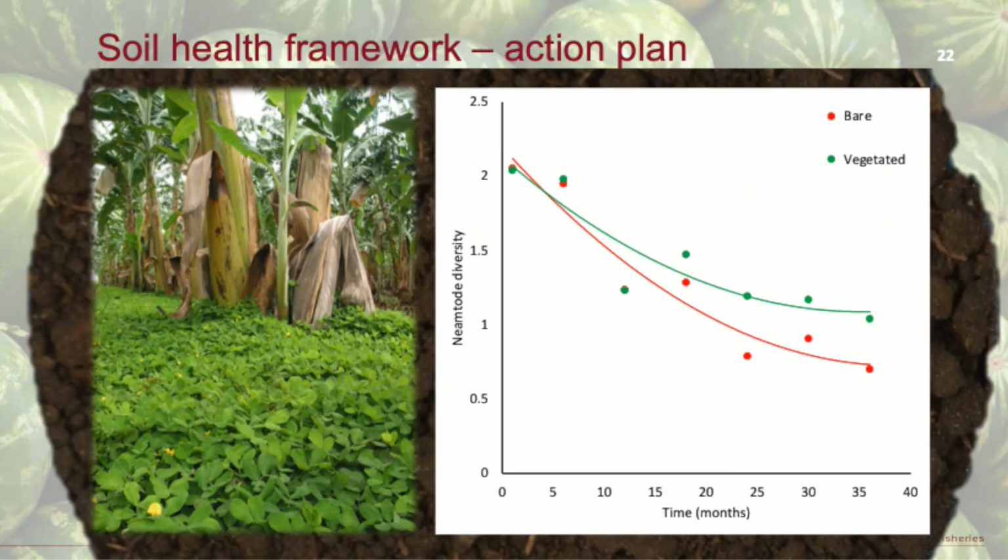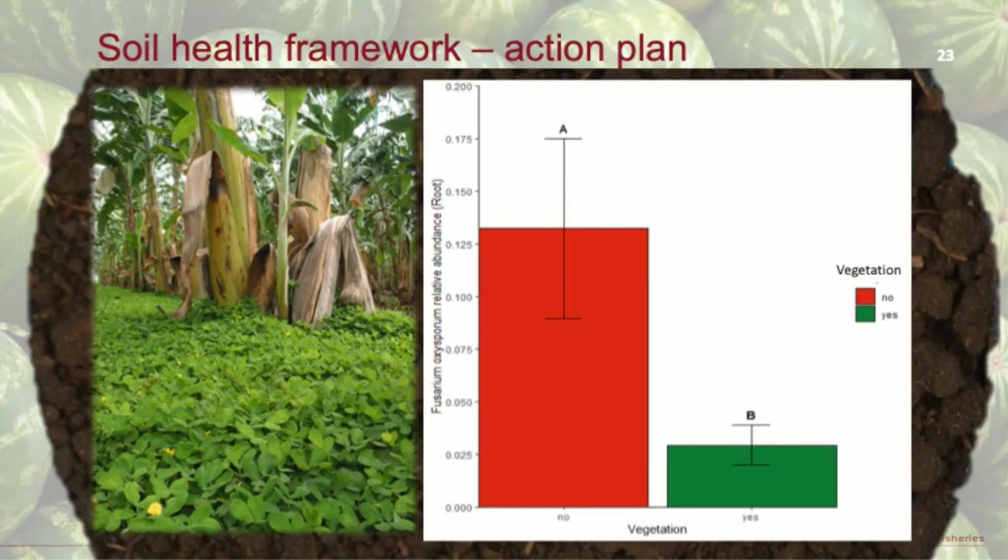Our nematode biological diversity has declined following planting, but it remains higher under the ground cover, the green line, compared to the bare soil, the red line. Also, very importantly, the abundance of Fusarium oxysporums in the soil has been reduced under the ground cover, the green bar, compared to the bare soil, the red bar.